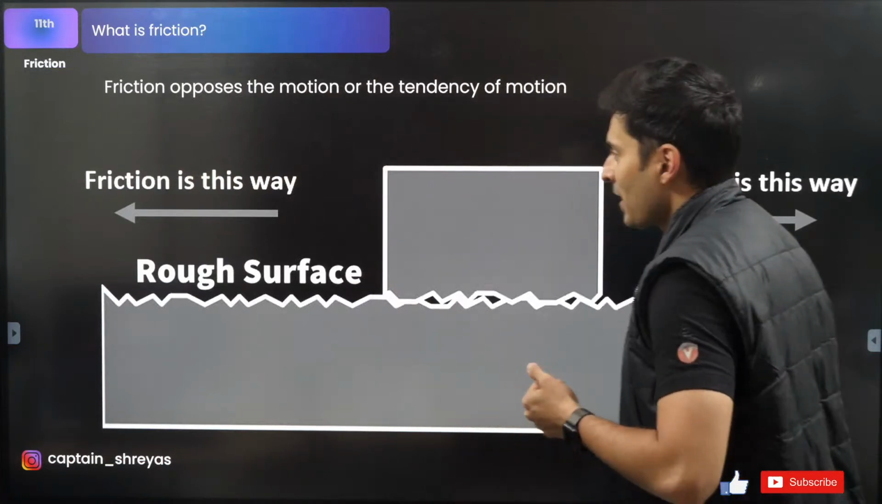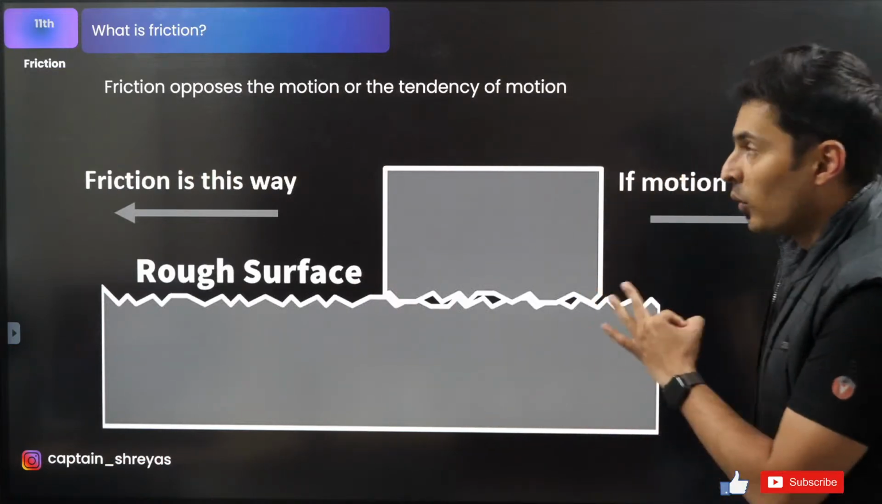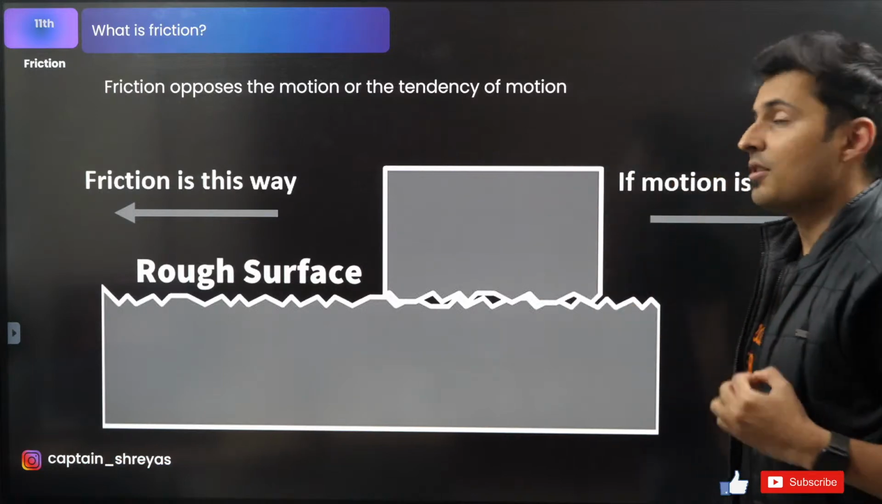Very true. So that is the meaning of friction opposes the motion or the tendency of the motion. Now there are two types of friction. Very good. Everything is clear.